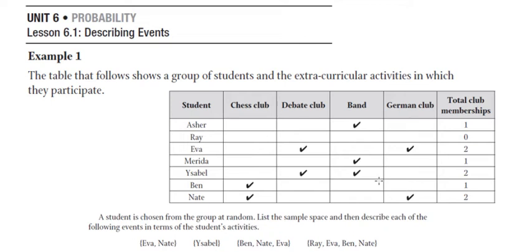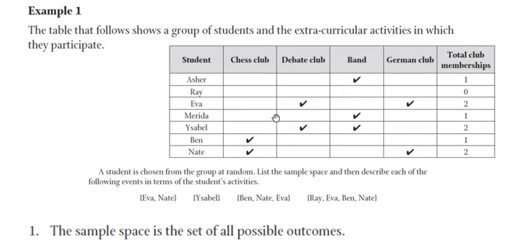So you're going to want to be on page 252 in your Walsh book. So first thing we have here is a table that gives us some information about these students here. And it is basically saying a student is chosen from the group at random, list the sample space, then describe each of the following events in terms of the student's activities. So an event is like something that occurs. Like an event is like the result of some sort of statement.